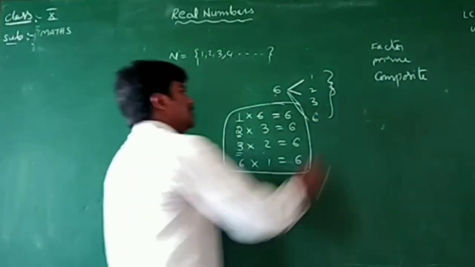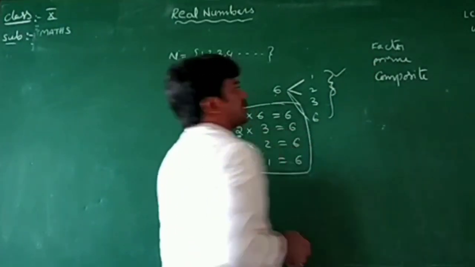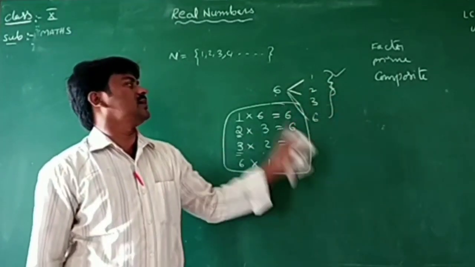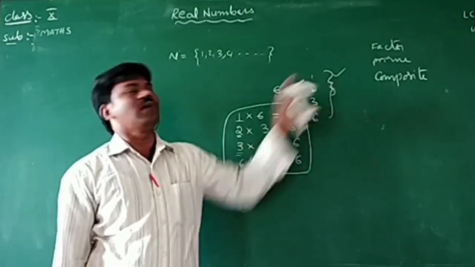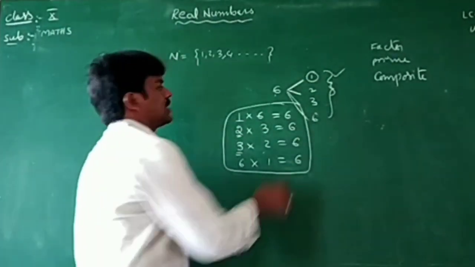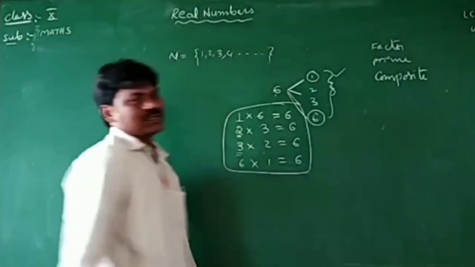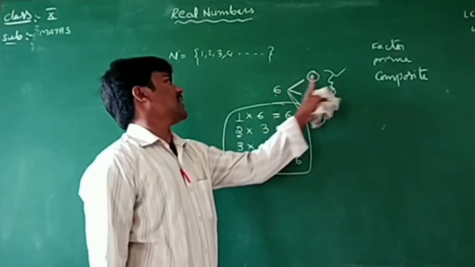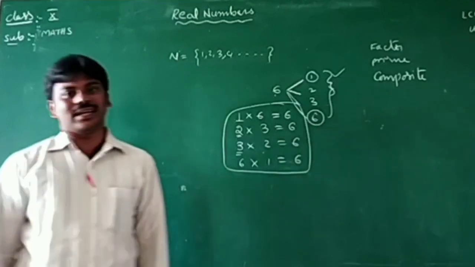Now some important points here. What is the least one in the factors of 6? 1. So 1 is the least factor of 6. And what is the largest factor? 6. 6 is the largest factor of 6. So the least factor is 1 and the largest factor is 6.